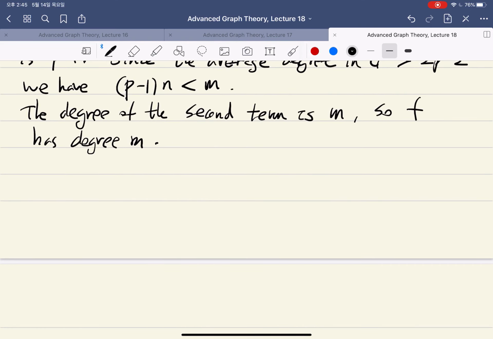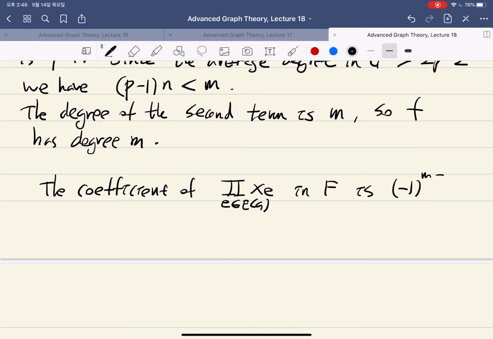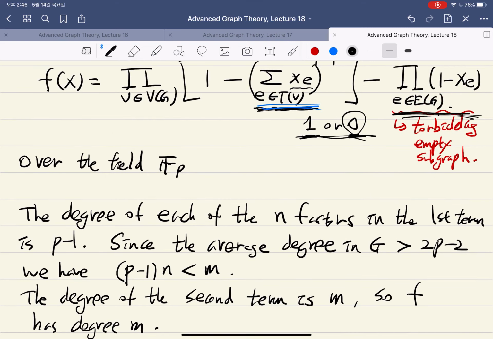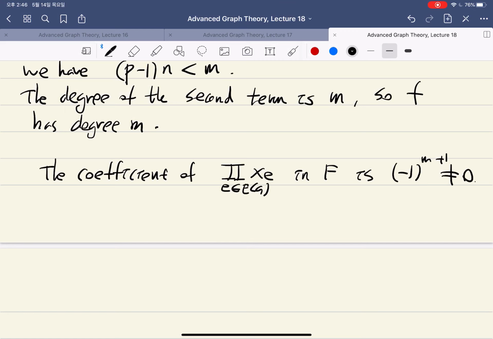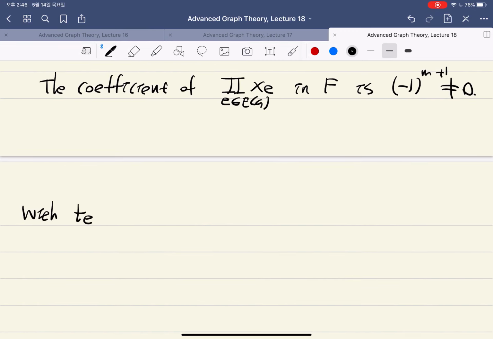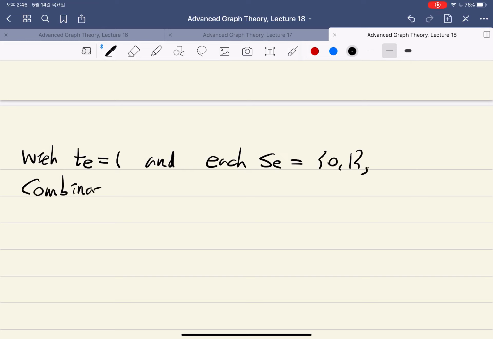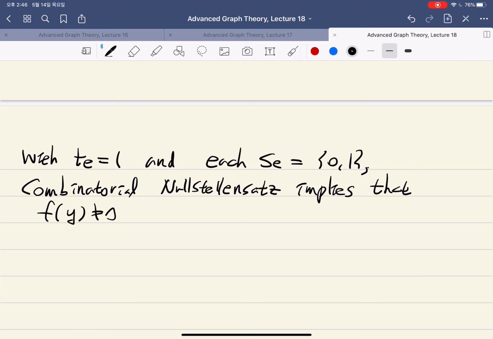So now we know that the coefficient of this term in f is (-1)^(m+1), which is non-zero. So we can apply the Nullstellensatz with t_e being 1 and each S_e being, say, {0, 1}. And the Combinatorial Nullstellensatz implies that for some y, f(y) is non-zero, where y = (y1, ..., ym) and all of them are 0 or 1.